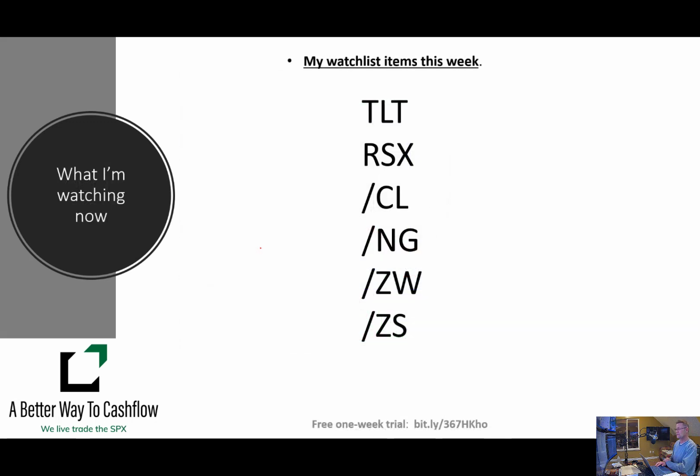A couple of ticker symbols that I'm watching right now that are on my watch list: TLT, RSX, CL, which is oil, NG, which is nat gas, ZW, which is wheat, and ZS, which are soybeans. Take a quick look at those for a second.